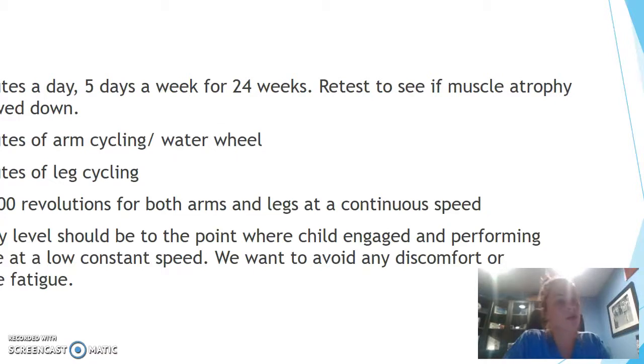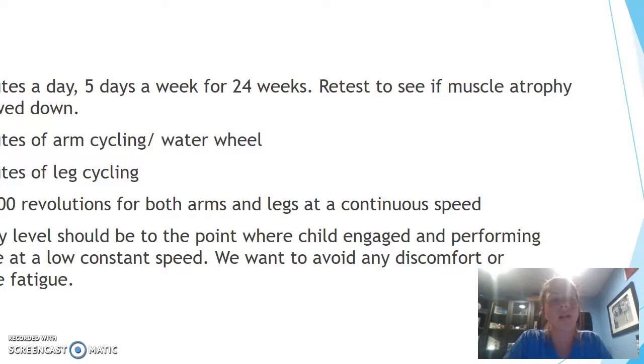So for exercise prescription, I would have the child doing 30 minutes a day, 5 days a week for 24 weeks of this specific prescription, and then retest in 24 weeks to see if the muscle atrophy has slowed down, because that's the main goal here. So 15 minutes first of arm cycling or using a water wheel, and then 15 minutes of leg cycling. In terms of the speed, I had 700 to 1,000 revolutions for both arms and legs. So just an idea, just something to gauge the intensity.